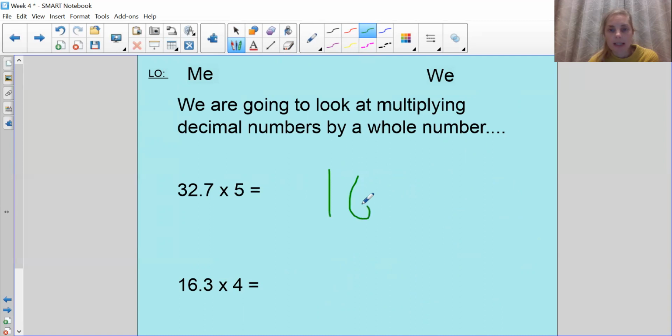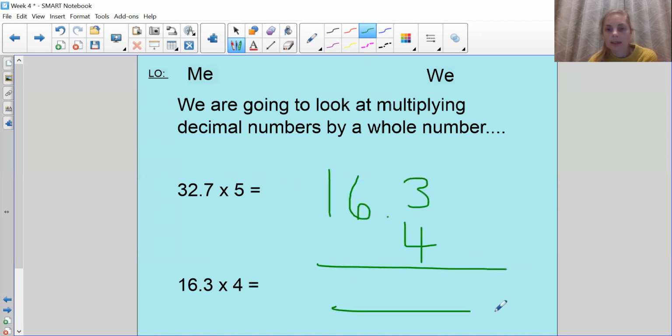So we're going to write our number, 16.3 multiplied by 4. Right, 4 times 3 is 12. Carry the 1. If you want to put the decimal in your answer straight away, you can. Otherwise, don't forget to do it at the end. Okay, then 4 times 6 is 24. 24 plus 1 is 25. Carry the 2. And 4 times 1 is 4 plus 2 is going to be 6. Okay, hopefully you got that correct.